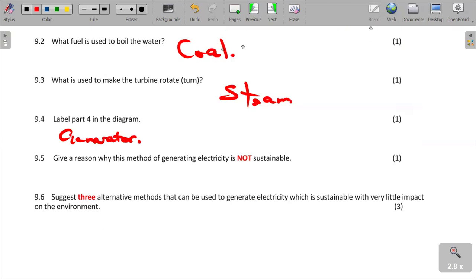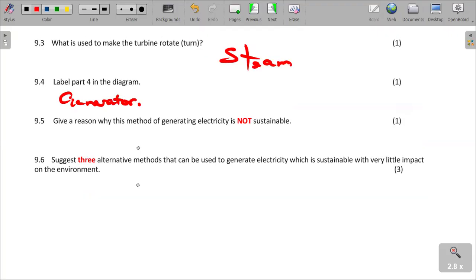Give a reason why this method of generating electricity is not sustainable. We are talking about the disadvantage of generating electricity from coal. Coal is non-renewable and can also cause a lot of pollution.